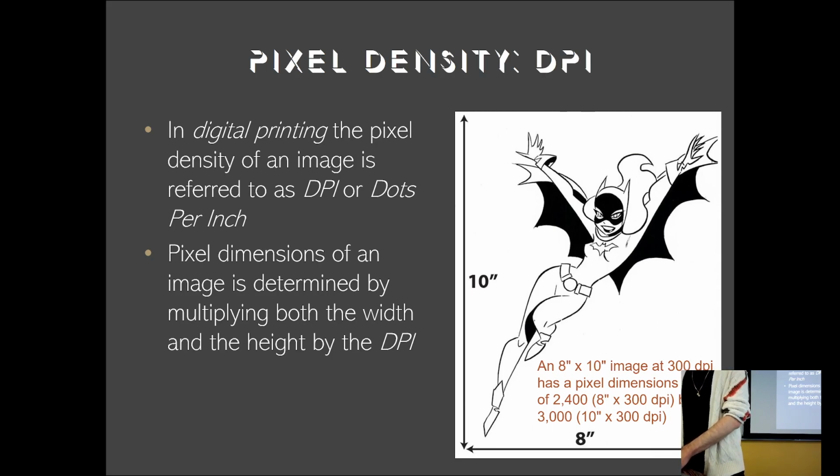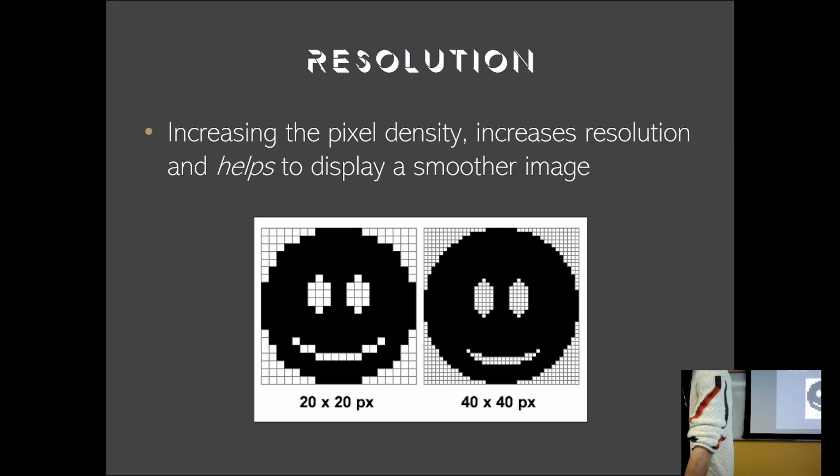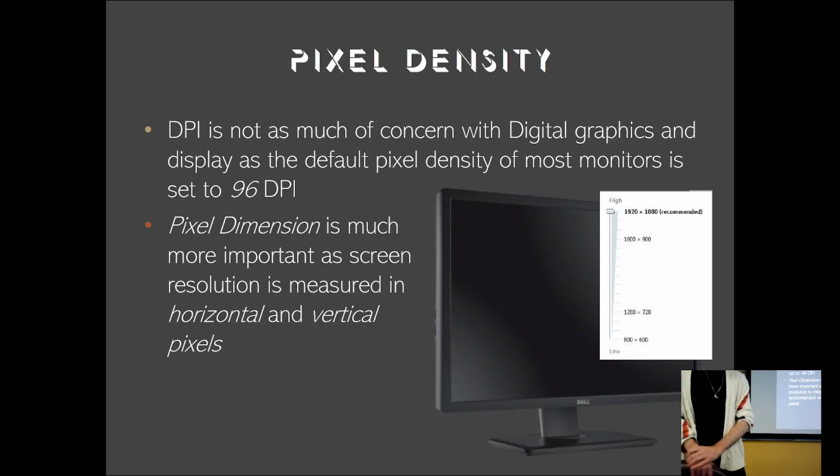Digital printing typically will go by DPI, or dots per inch, and if you're looking at a drawing such as Batgirl here, 8 by 10, 300 DPI, pixel dimensions would be 8 inches multiplied by 300, and then on the other side 10 times 300 DPI, 300 dots per inch. And obviously you get more clarity, right? It's fairly basic stuff. You all know this. And it's not as much of a concern when it comes to DPI. It's not as much of a concern on screens.